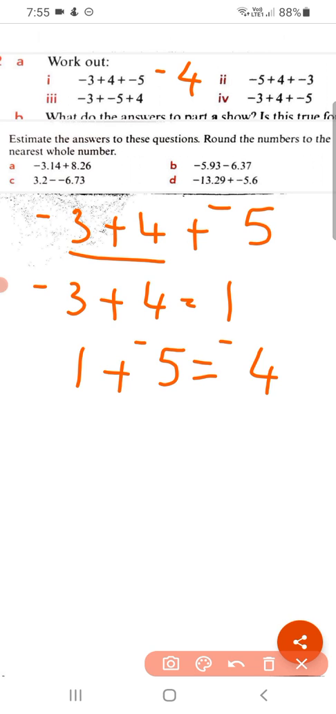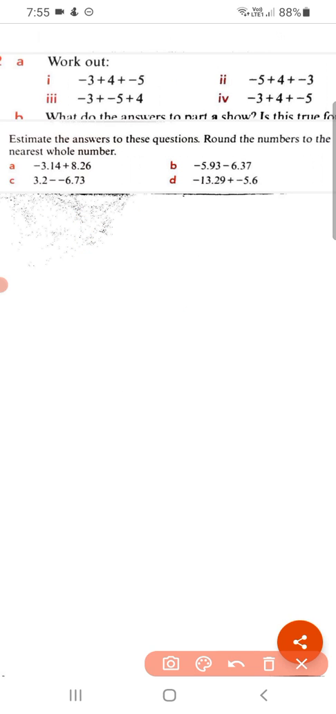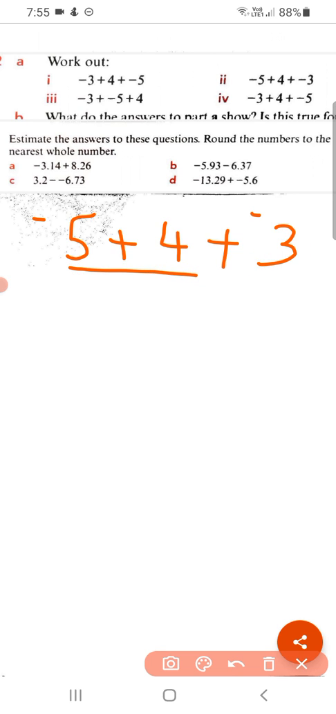Let me explain one more question. Negative 5 plus 4 plus negative 3. Take the first two numbers, negative 5 plus 4. Adding numbers with different signs. Subtract and put the larger number's sign. 5 minus 4 is 1, and negative 1, since the larger number is 5.